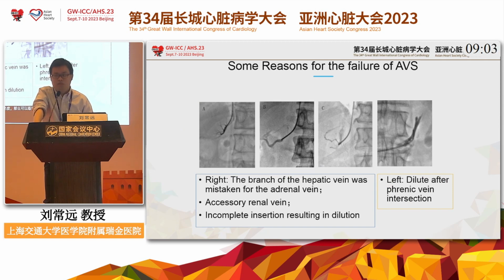Also, we should know some reasons for the failure of AVS, because we can't succeed every time. The failure of AVS often happens on the right side. For the right side, maybe a branch of the hepatic vein was mistaken for the adrenal vein. Also, the accessory renal vein may be mistaken for the adrenal vein. Or incomplete insertion results in a dilution of the blood. For the left side, the main reason is dilution after the phrenic vein intersection. So we may not see the success of the AVS.